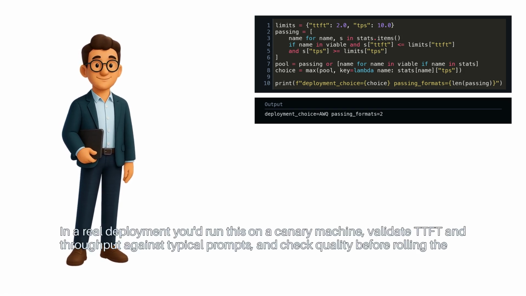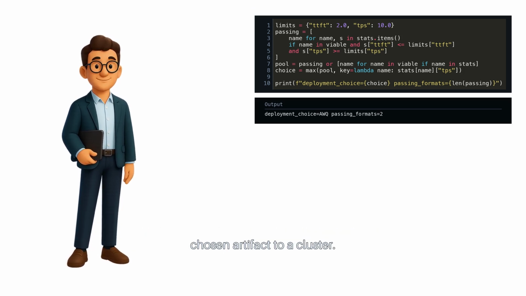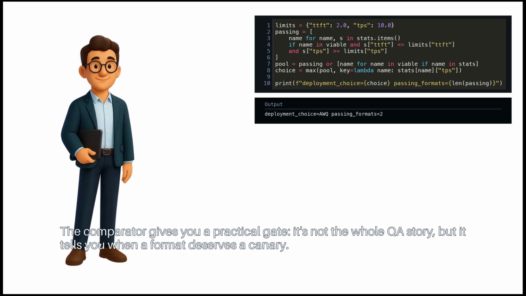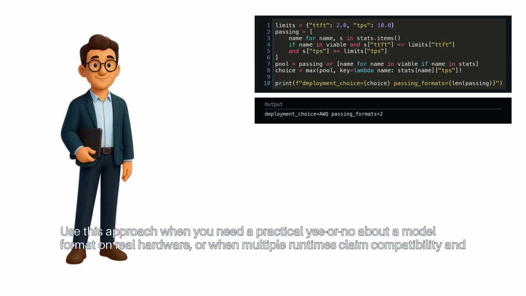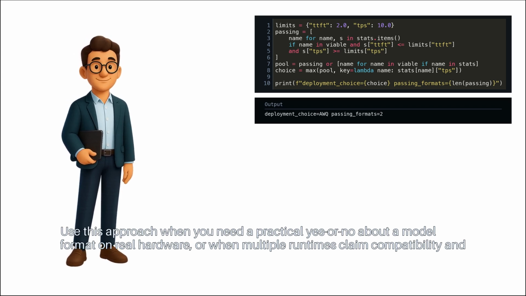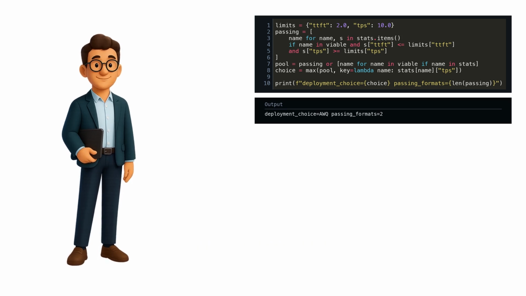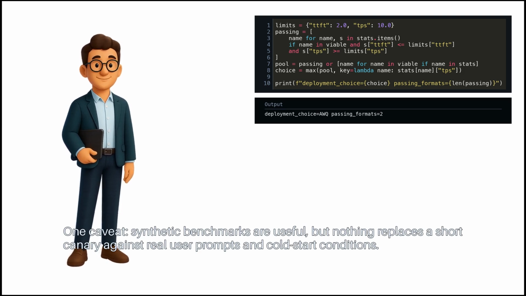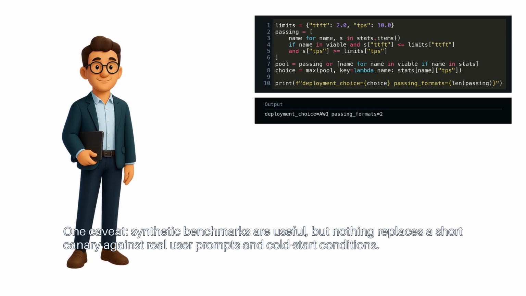In a real deployment, you'd run this on a canary machine, validate TTFT and throughput against typical prompts, and check quality before rolling the chosen artifact to a cluster. The comparator gives you a practical gate. It's not the whole QA story, but it tells you when a format deserves a canary. Use this approach when you need a practical yes or no about a model format on real hardware, or when multiple runtimes claim compatibility and you need measurable signals. One caveat: synthetic benchmarks are useful, but nothing replaces a short canary against real user prompts and cold start conditions.